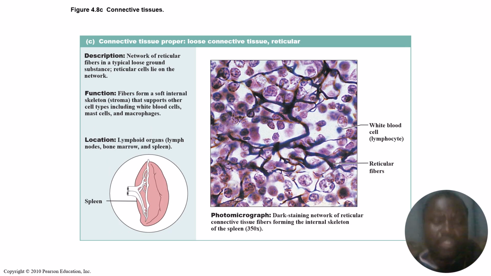Then loose connective tissue proper, yes, but reticular. So remember, loose connective tissue, we have areolar, we have adipose, we have reticular. Reticular, you can see it has a lot of reticular fibers, the thin branched ones. Where do we find this? It creates a sponge-like appearance for an organ. So which organs need a sponge-like appearance? We have lymphoid tissue for lymph nodes, the bone marrow, and the spleen.